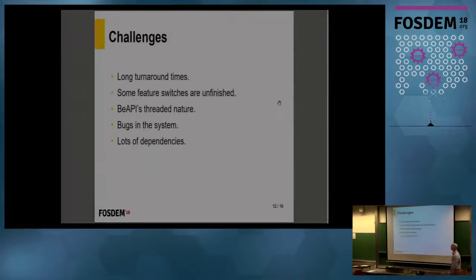Okay, so challenges. Turnaround times are really long, because compiling is pretty long. But then, when I want to debug something, the debugger has to load a lot of symbols, and it can take like 1-2 minutes. So anytime I run it, it takes a long time to track some problems. Some feature switches in LibreOffice are unfinished, although it's documented. For example, when you disable scripting, some modules just won't build.